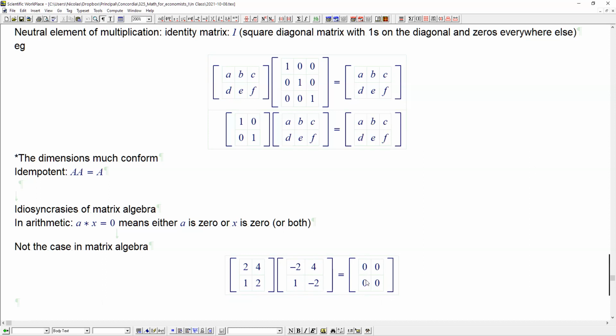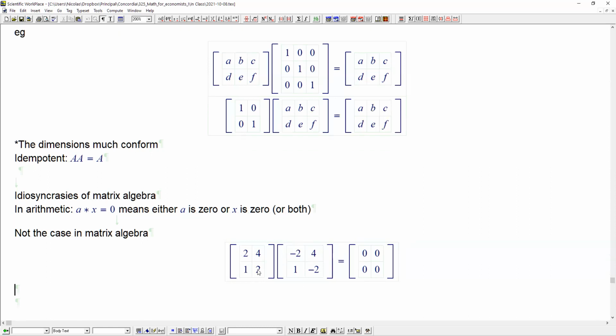So that's one surprising thing about matrix algebra: sometimes you can get things to cancel out and give you a zero matrix, even though no zero is involved anywhere here.